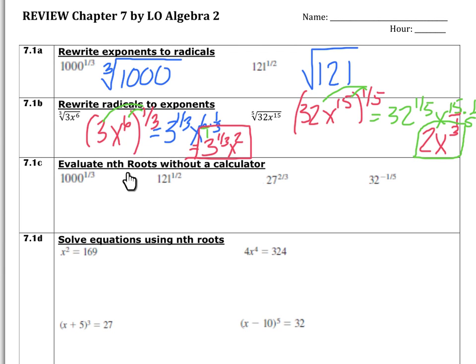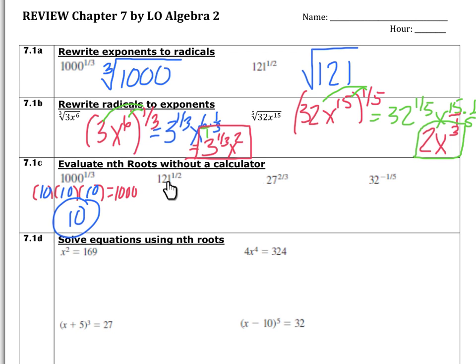7.1c has us evaluate nth roots without a calculator. So similar to what we just did up here. So let's continue on. This means the cube root of 1,000. It just means what number by itself 3 times equals 1,000. The answer here would be 10. So the answer to this problem is 10.